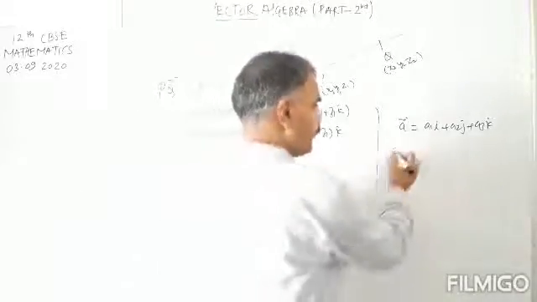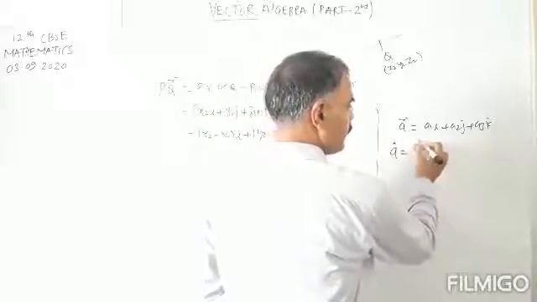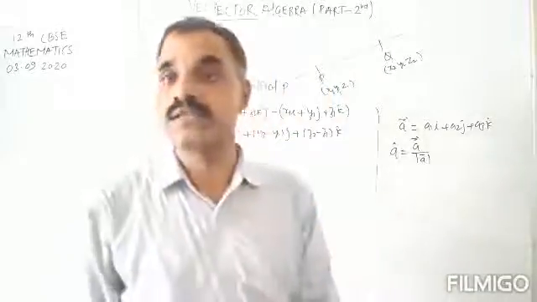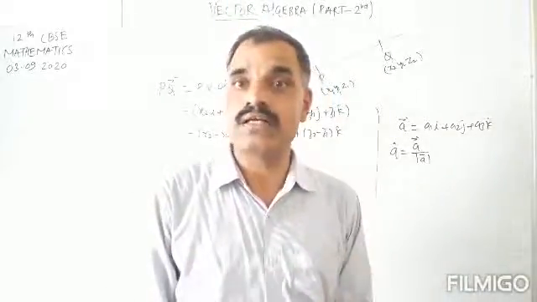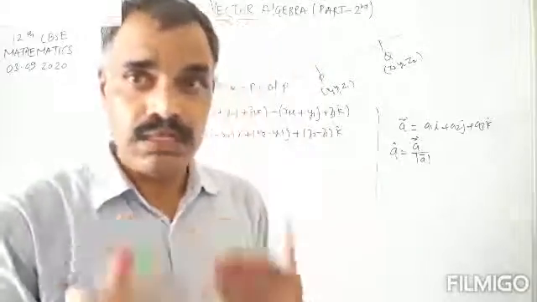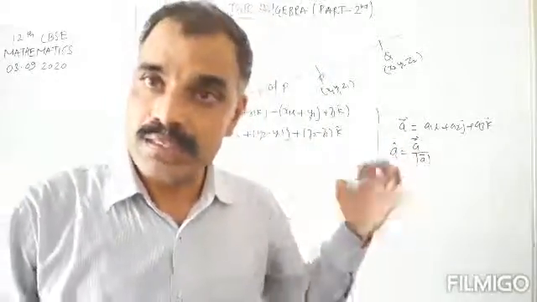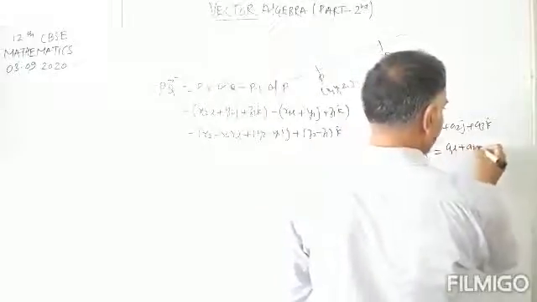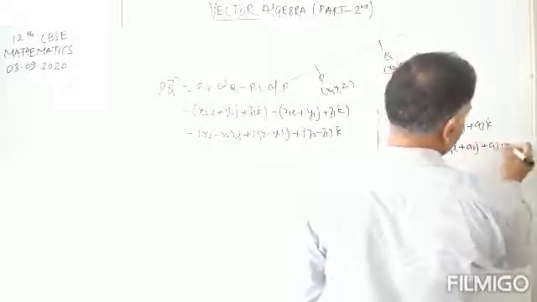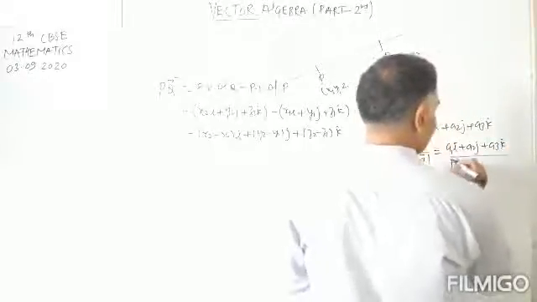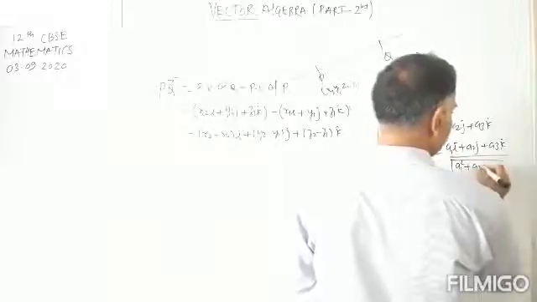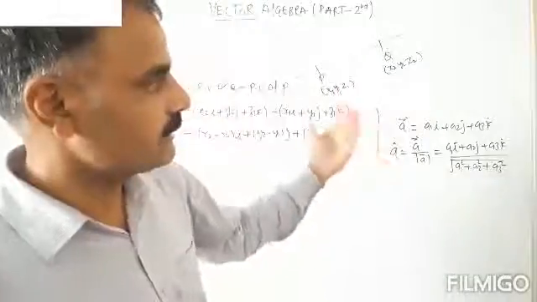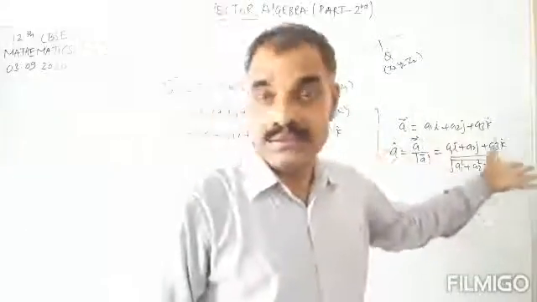So first of all we will find the unit vector a cap, that is a vector divided by the magnitude of a vector, and then we will find the scalar components. Those scalar components are the direction cosines of the vector a. So a cap is a1 i cap plus a2 j cap plus a3 k cap divided by under root a1 square plus a2 square plus a3 square. This is the unit vector.